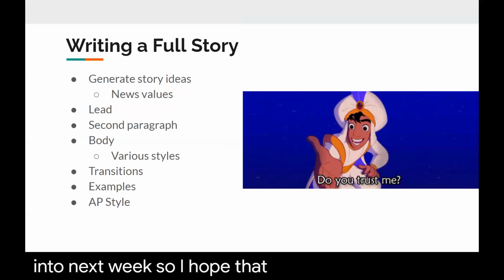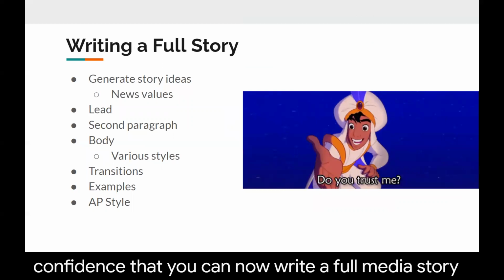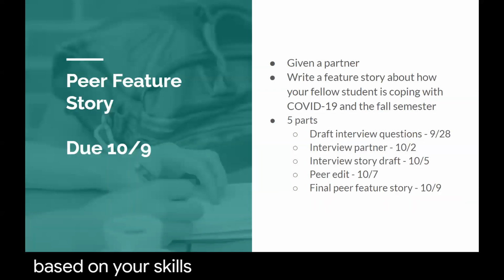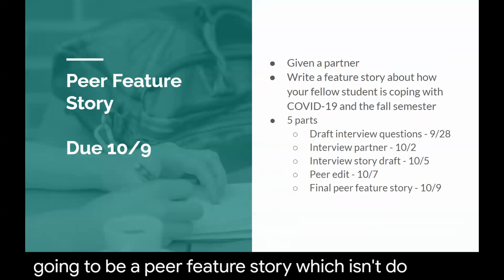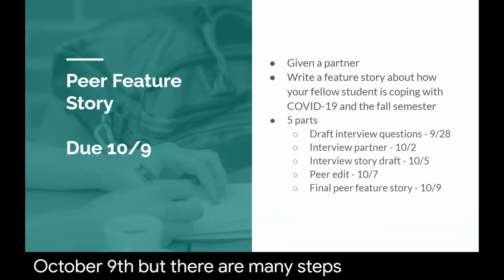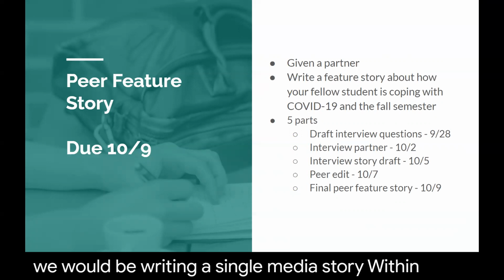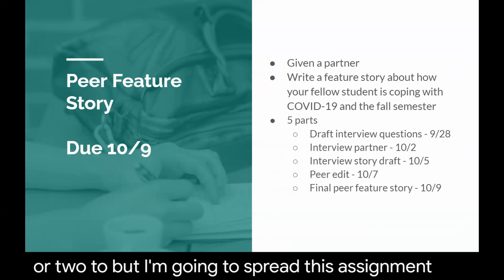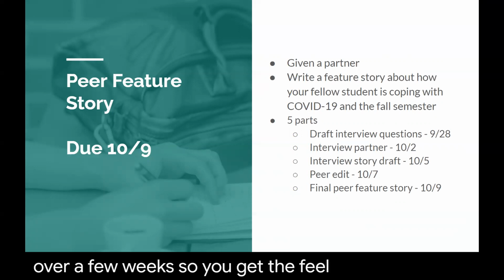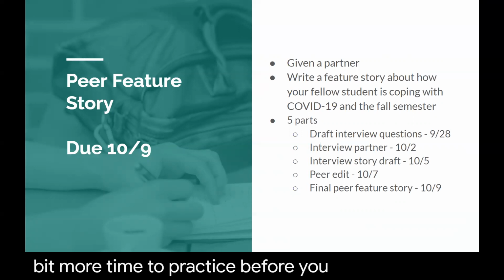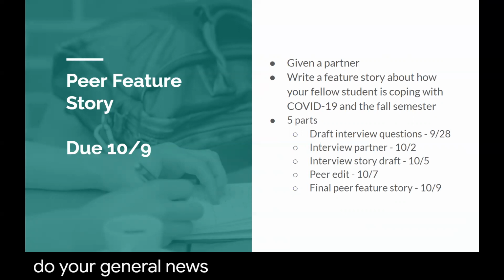So I hope that you trust and have confidence that you can now write a full media story based on your skills. The first attempt at that is going to be a peer feature story, which isn't due until October 9th. But there are many steps of generating a story that we'll go through step by step in order to get you used to how you write these stories. Typically we would be writing a single media story within a day or two, but I'm going to spread this assignment out over a few weeks so you get a little bit more time to practice before you start having to do your general news stories by yourself.